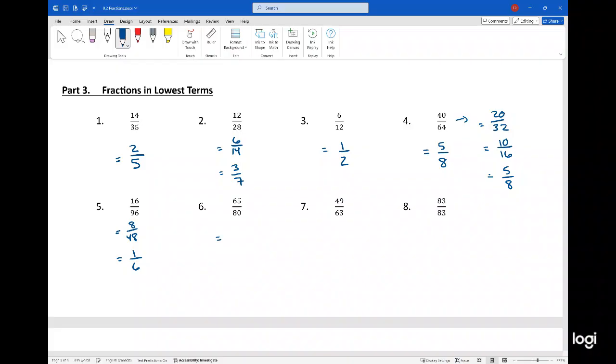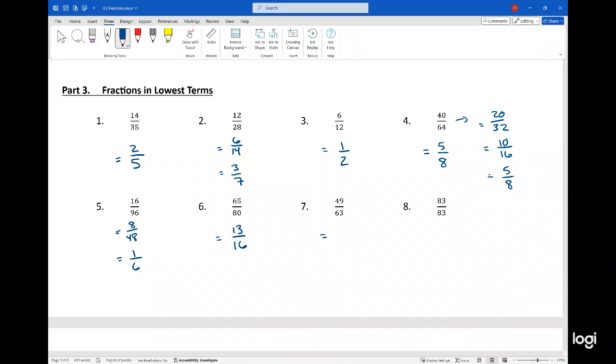This one, I notice that 65 and 80 are both divisible by 5. 65 divided by 5 is 13. 80 divided by 5 is 16. And 13 is prime, so that's done. That's as far as we can go.